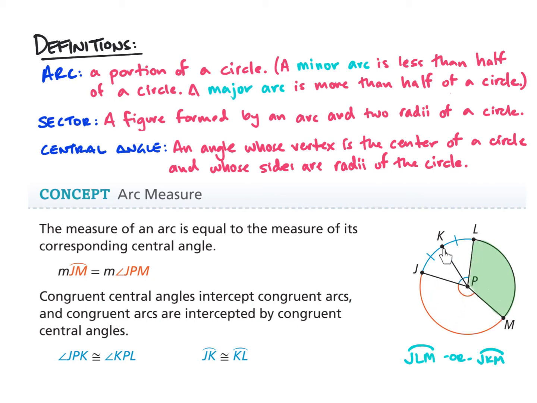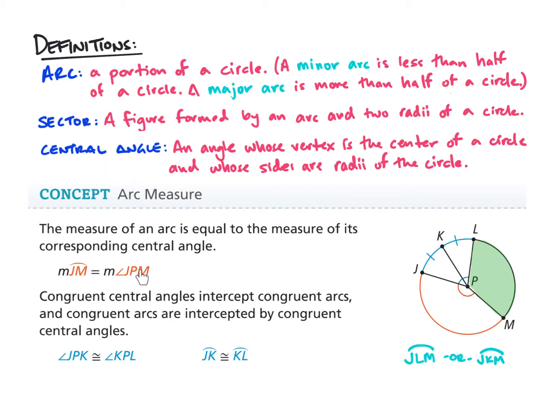Angle LPK is a central angle. Angle KPJ is a central angle. Angle JPM is a central angle. Right? There's quite a few central angles in this picture because they all have a vertex at the center and their two sides are made of radii of this circle here. So that's some terms that we're going to need to know.